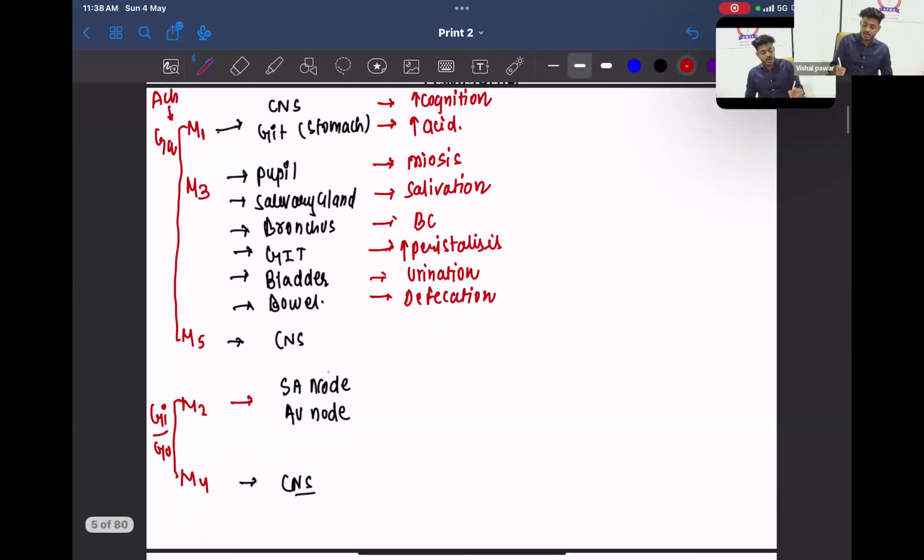What happens to your heart? Your heart will be having SA node and AV node. What happens when the SA node will be decreased?